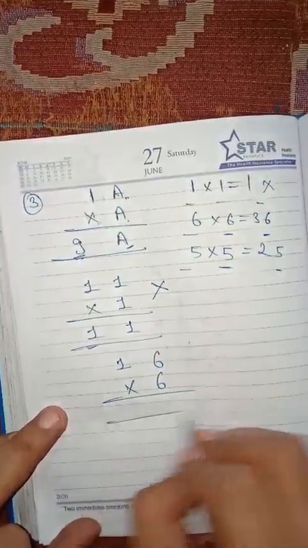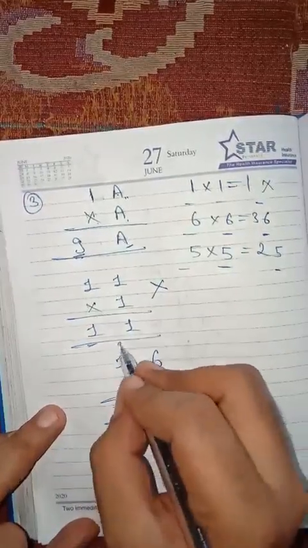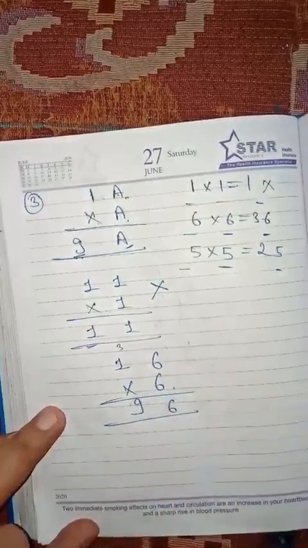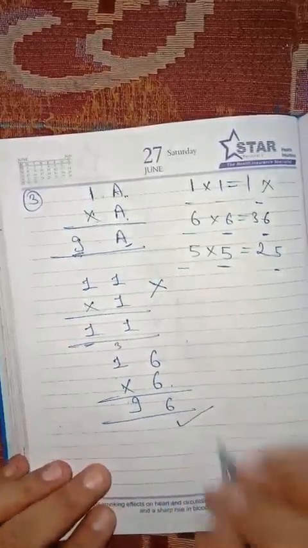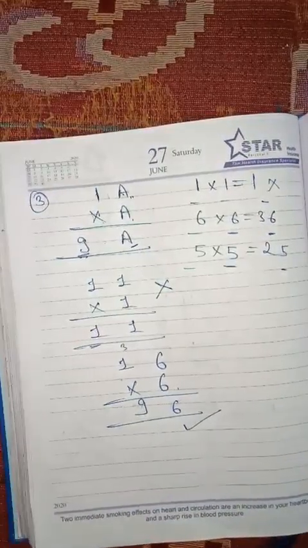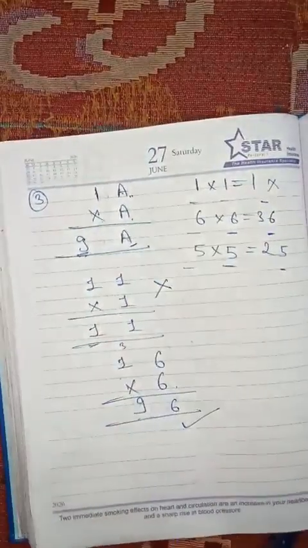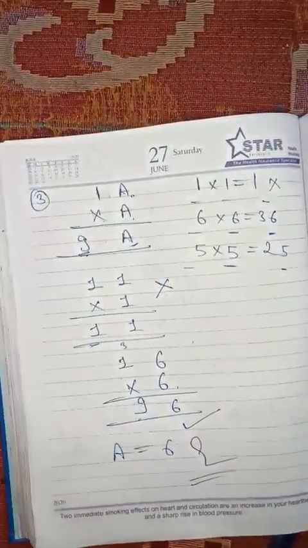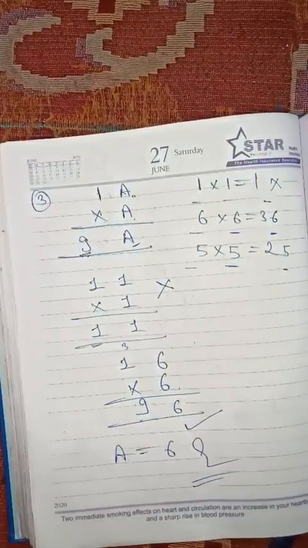Now solve this. 6 times 6 is 36, carry 3. 6 times 1 is 6, plus 3 is 9, so 96. Now students, as you can see, you are getting the correct answer as 96, and here is also 9. So A is going to be 6. This is how we have tried and we have got the correct answer.